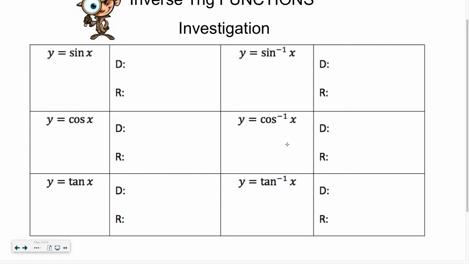Okay, so if you want to copy down a table, you want to definitely have those in your notes. I'll talk about domain and range for the others, but you'll know those eventually when you do the graphs next week. So to me, I don't expect you to know those for sine, cosine, and tangent yet.